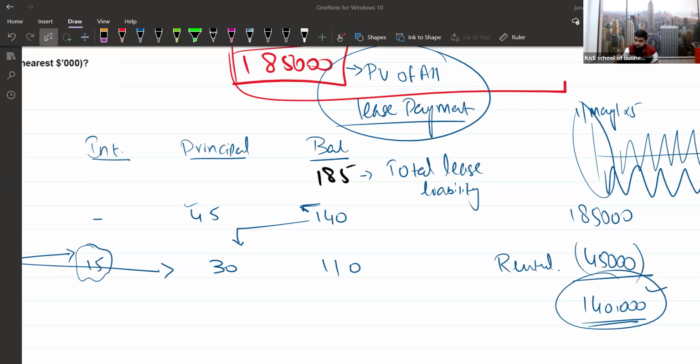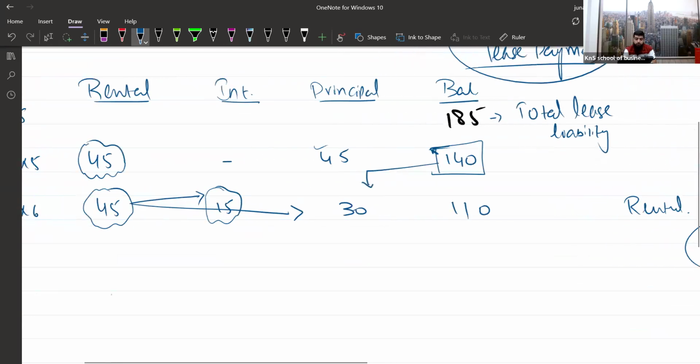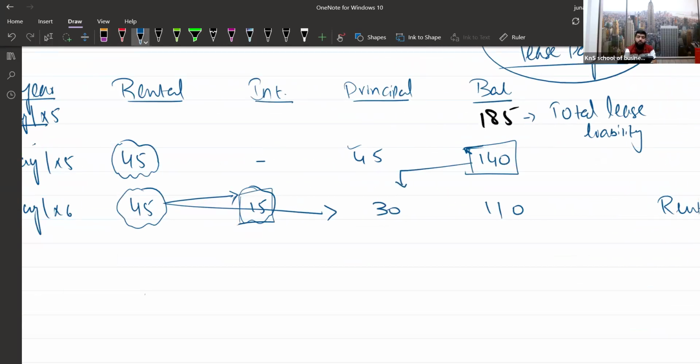Okay, let's try to calculate it. First of all, the liability that was outstanding was 1,40,000. And remember, this was not the only liability. The total liability was 140 plus 15. Why? Because this was outstanding throughout the year.